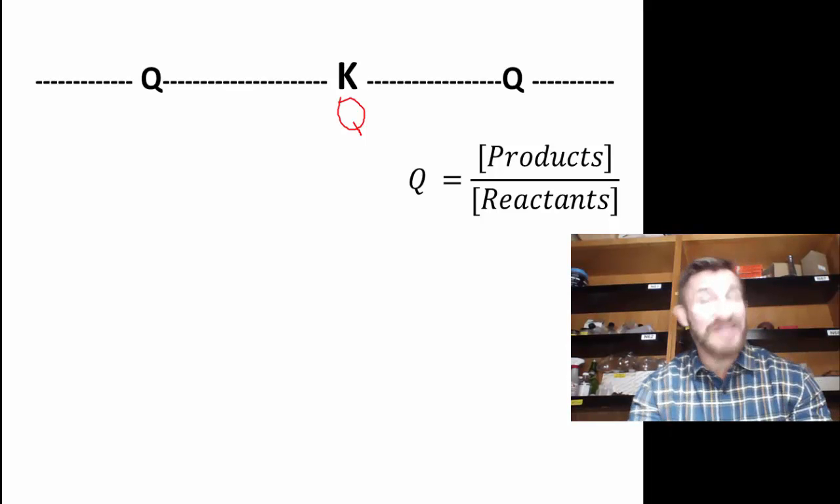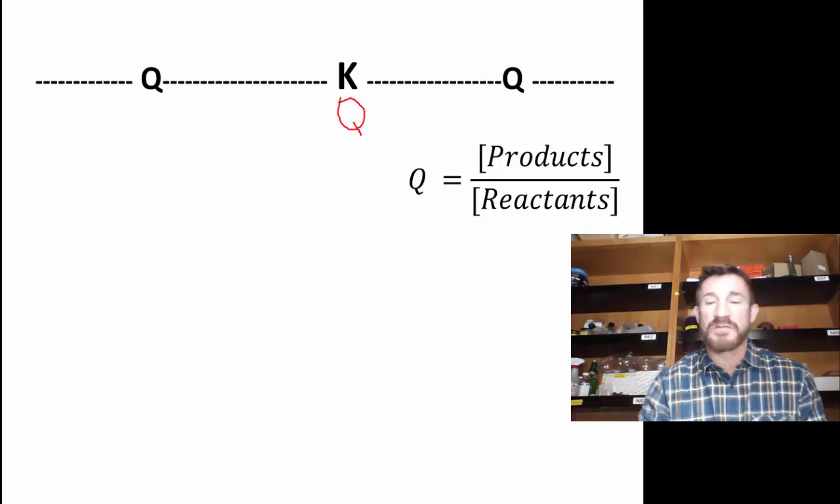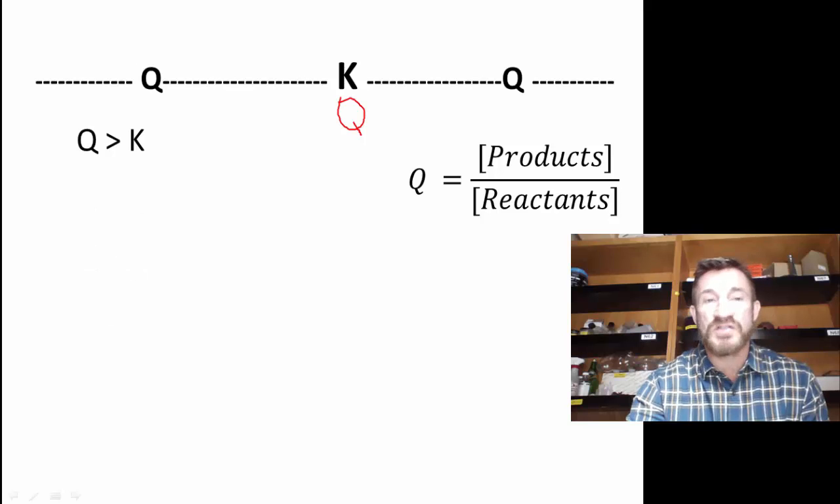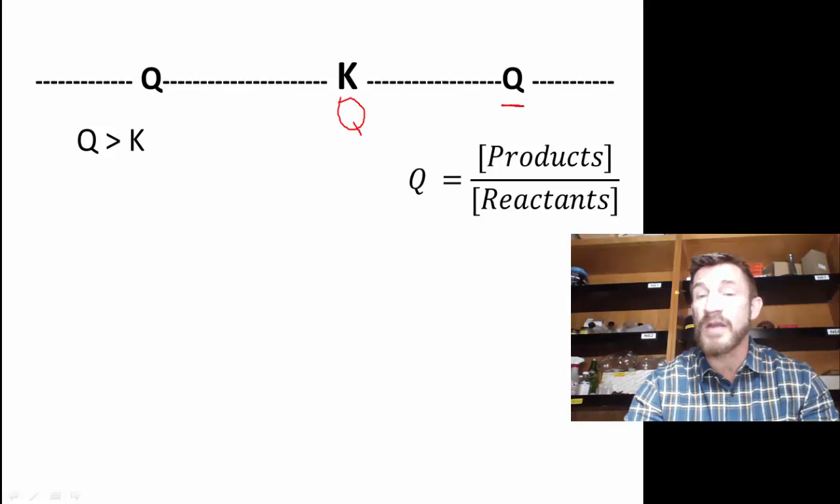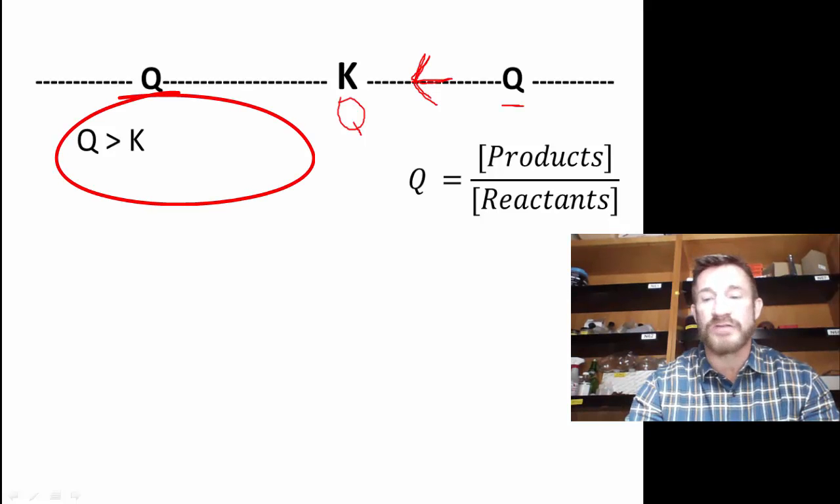It doesn't go right, it doesn't go left, it's already where it's supposed to be. Let's look at some other situations. Let's say Q is greater than K. When Q is greater than K, remember we want to have fewer products and more reactants. So anytime Q is greater, so we see Q here on the number line being greater, that means we're going to shift to the left. So if it's too big, you want to get to where the K is, so you want to shift to the left. So there we see it shifting to the left.